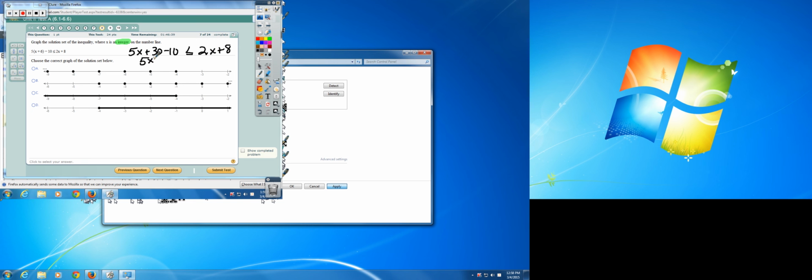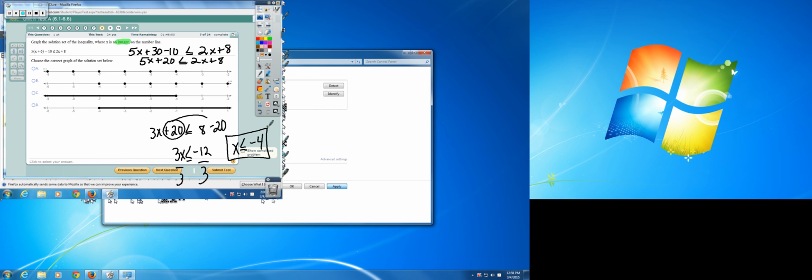5x. 30 minus 10 is what? 20. 2x plus 8. Which one's the smallest bucket? 2x. So bring it over. That'd be 3x plus 20 less than or equal to 8. 3x is less than or equal to, what's 8 minus 20? Divided by 3. X is less than or equal to negative 4.